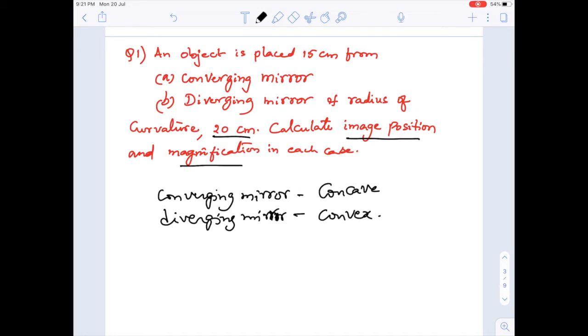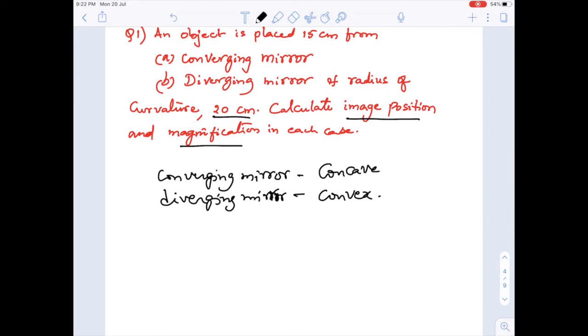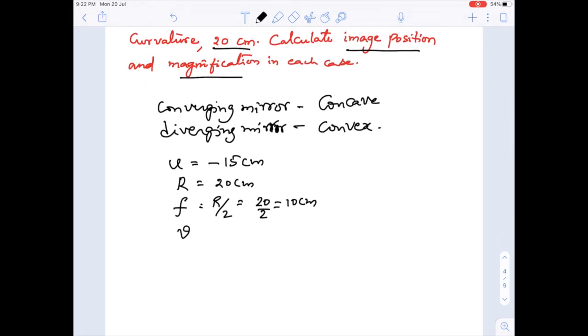Now, let us first identify what are the given parameters. What is given to us? u is given, the object distance, which is always negative irrespective of the mirror. So, minus 15 centimeters. Then the radius of curvature r is given to us as 20 centimeters. Therefore, f is equal to r by 2, so 20 by 2, that is 10 centimeters. Then what do I need to calculate? I need to calculate v, the image distance, and I also need to calculate the magnification.